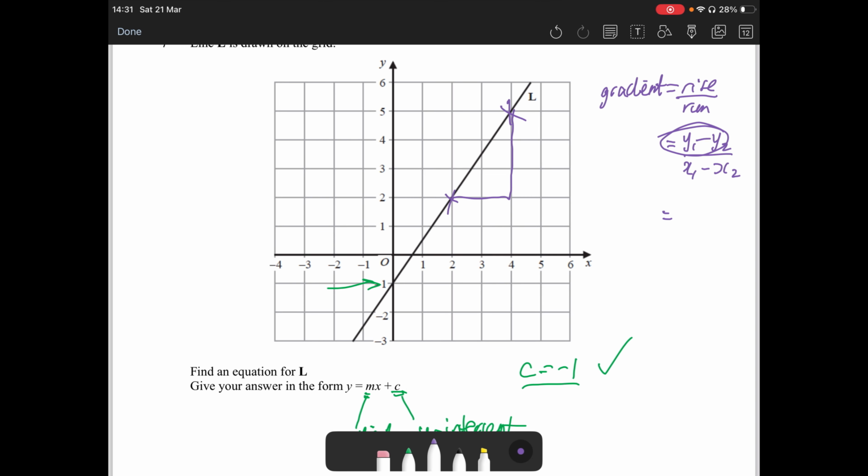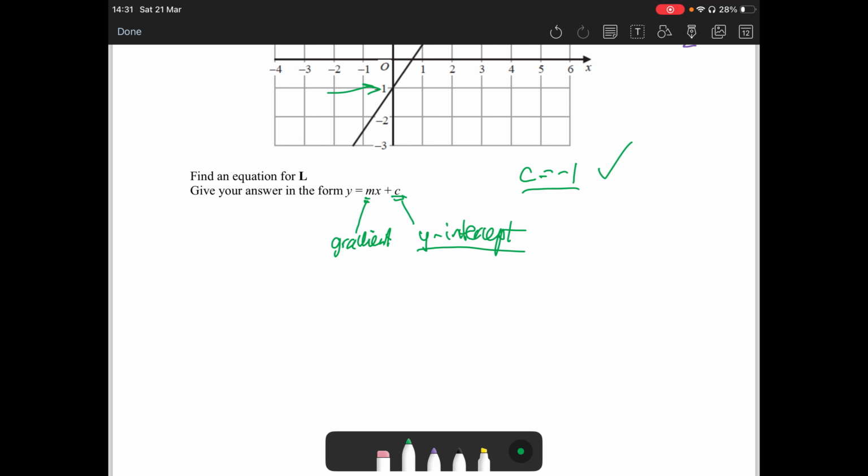Right, so the difference in y coordinates would have been 5 take away 2, which is a height of 3, over your difference in x coordinates, 4 take away 2 is 2, your width. So rise over run, 3 over 2, is your gradient m. So in other words, we want to leave it in the form they asked for. We've got y equals 3 over 2 x minus 1.